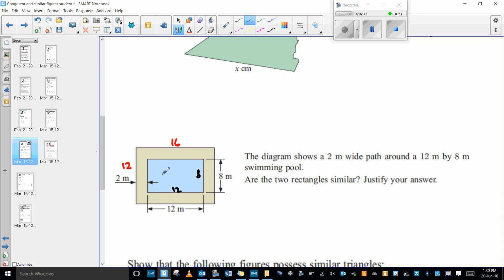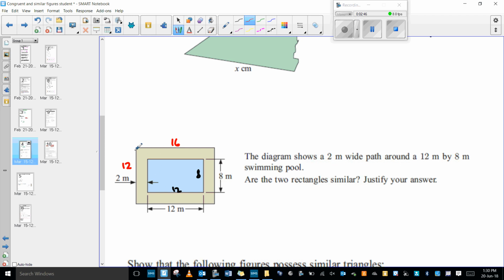So it's 8 plus 2 plus 2. And then this is 12 plus 2 plus 2. No, this is saying it's a 2-meter wide path, but it goes all the way round, look. So this is 12, this is 8. It's a 2-meter path all the way round. So this must be 16 and this would be 12.